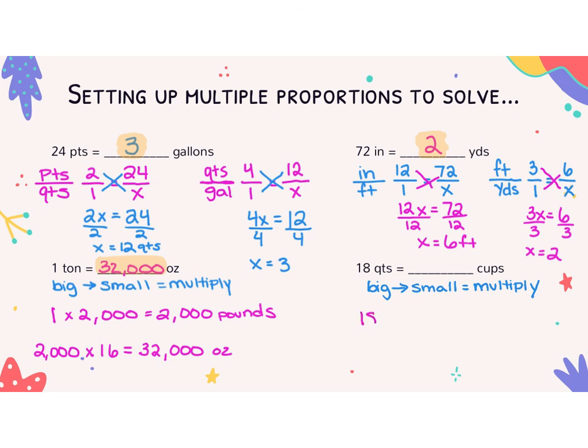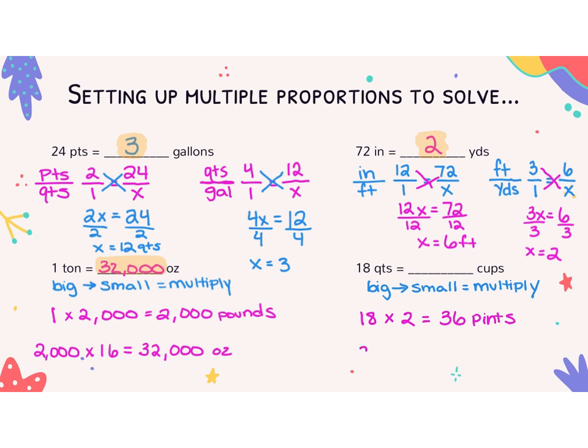So we have 18 quarts, and it says on our STAR resource chart that 2 pints make up a quart. So we're going to multiply 18 times 2 to figure out how many pints we have. 18 times 2 is 36. So we have 36 pints.